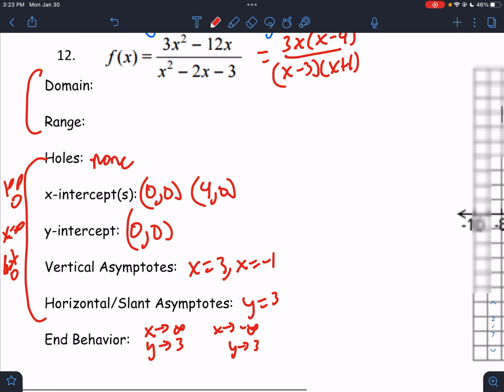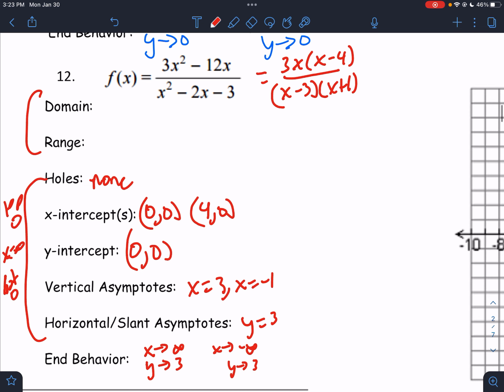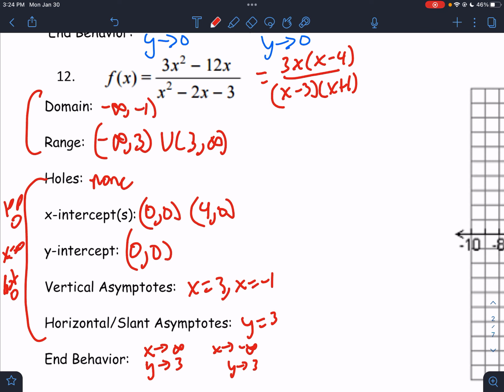All right, so what's the range? Well, the only thing that breaks the range is our horizontal asymptote at 3, so negative infinity to 3, and 3 to infinity. What breaks the domain? Vertical asymptotes and holes break the domain, and we have some vertical asymptotes. So from negative infinity to negative 1, negative 1 to 3, and 3 to infinity, we have our domain.